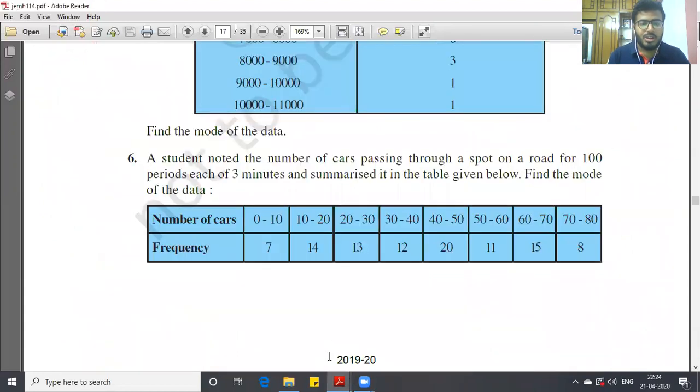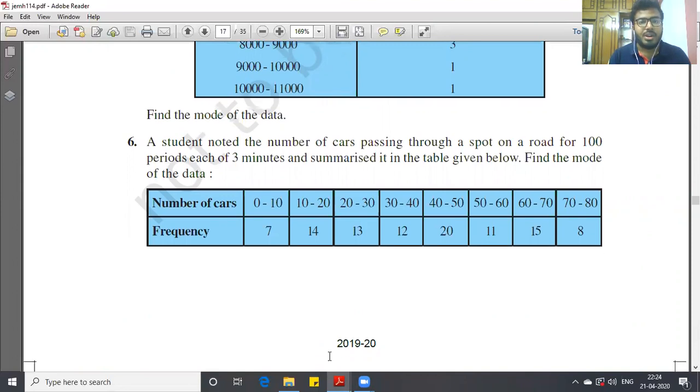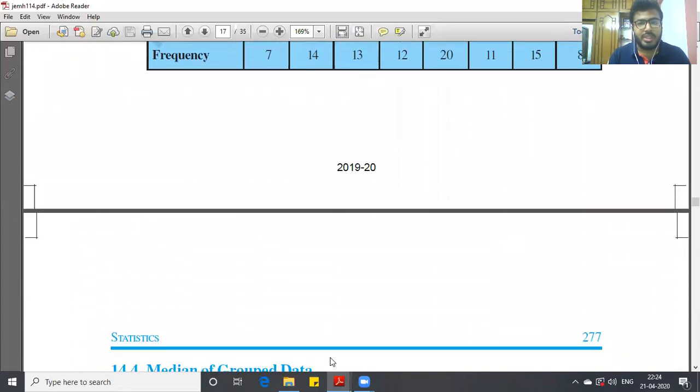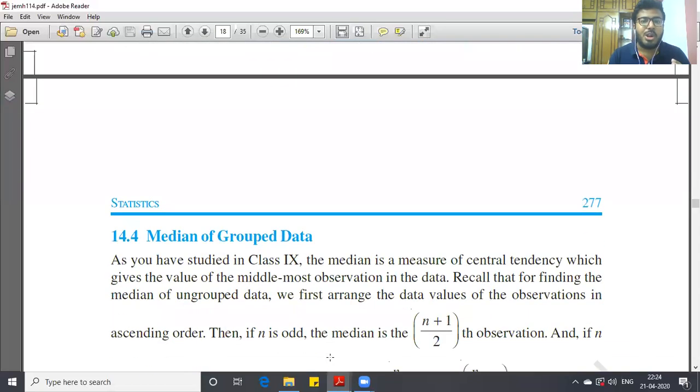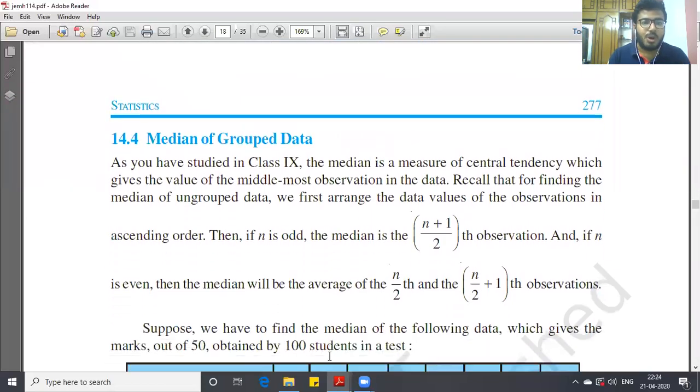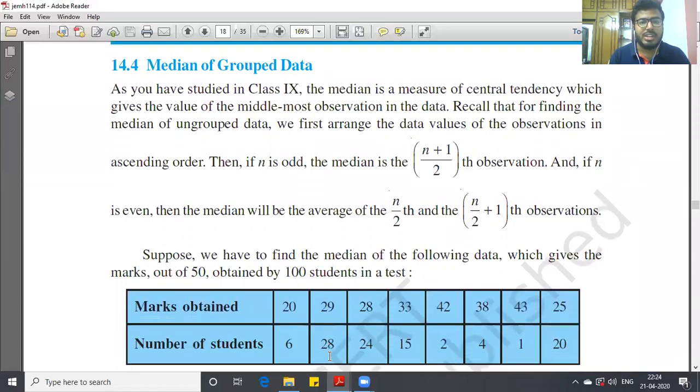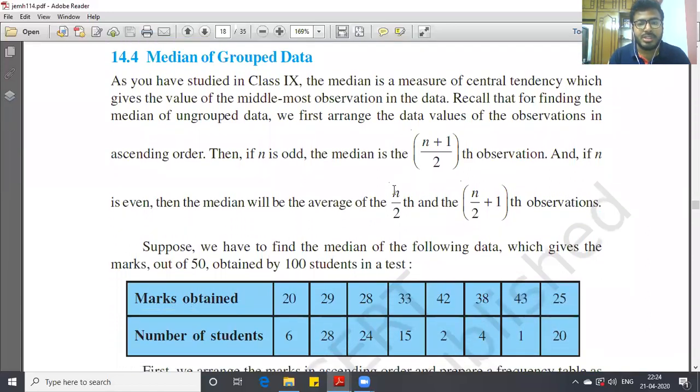Now to check all the answers, revise the section again. Okay, 14.1 and 14.2, revise it thoroughly. And also you have to do one thing from the ninth standard book, the last exercise of the statistics chapter. Okay, do that exercise itself, only that exercise. That will be very helpful. And also go through the median formula. Okay, median: there are two conditions, when the n value is odd and when the n value is even.